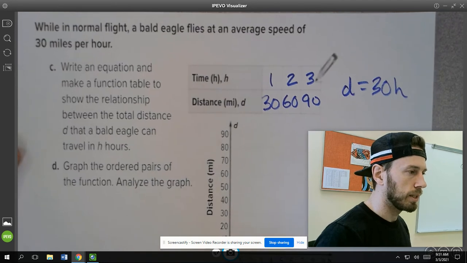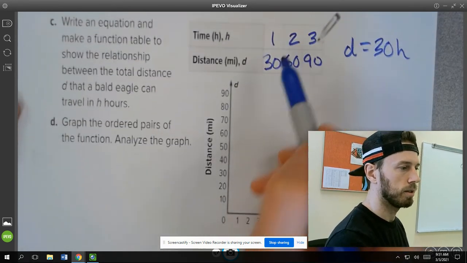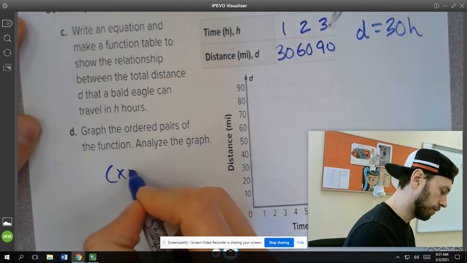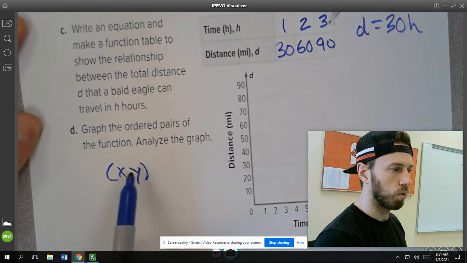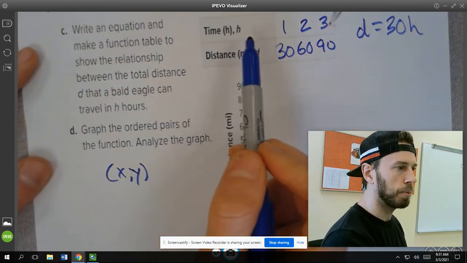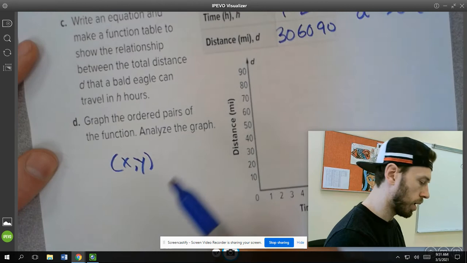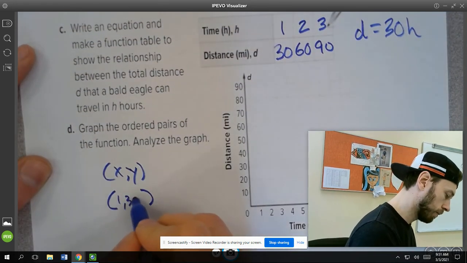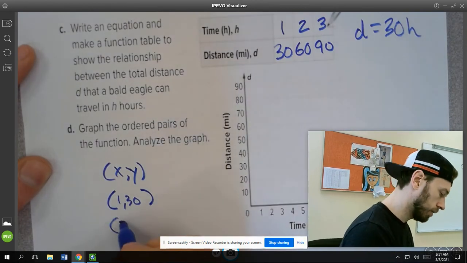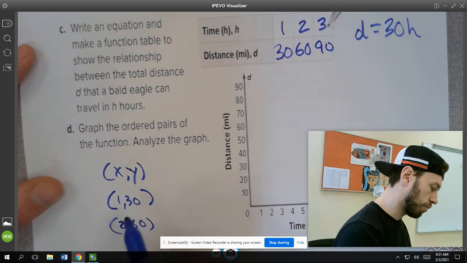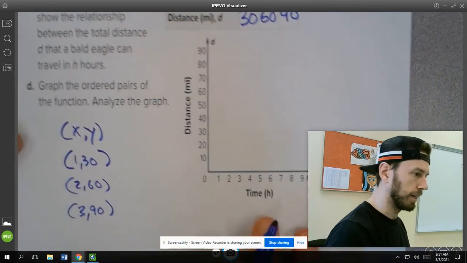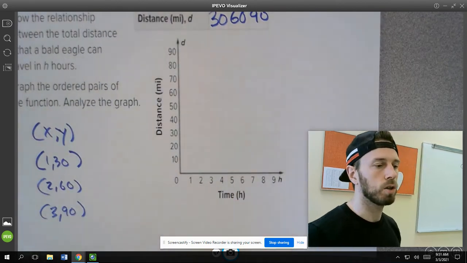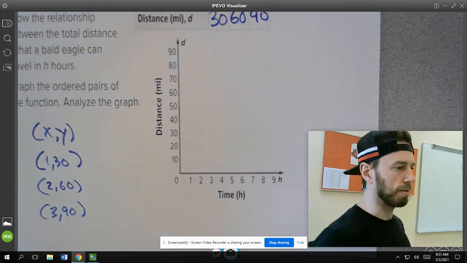The next thing we do is take these pieces of information and create a graph out of it. So each input is the x value, right? If we remember that an ordered pair is x, y, each input is x and the output is y. So our inputs and outputs would look like this. The first one would be (1, 30). The next one will be (2, 60). And the last one would be (3, 90). Okay? So what we'd then do is take these and put them on a graph and see what it looks like to show the relationship on a graph.